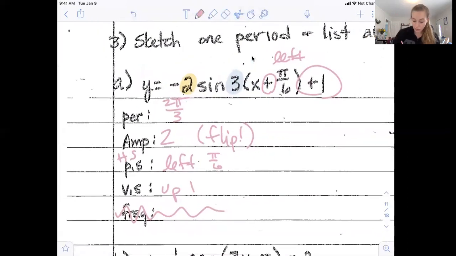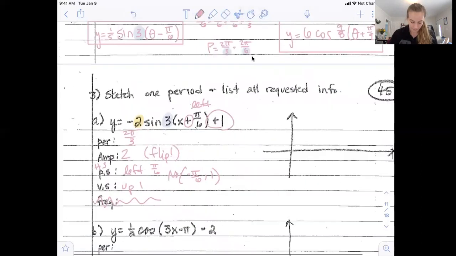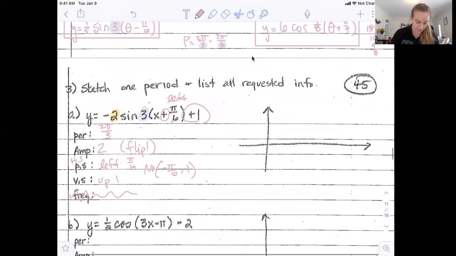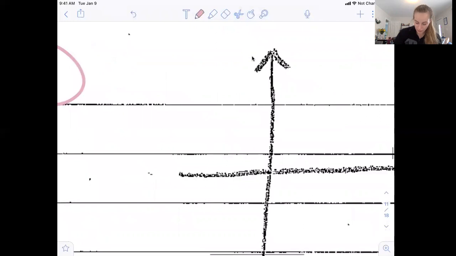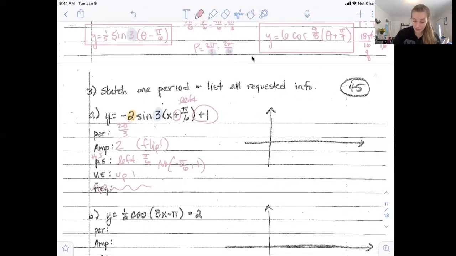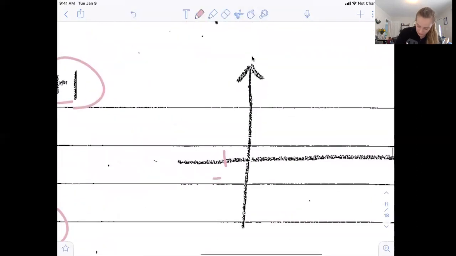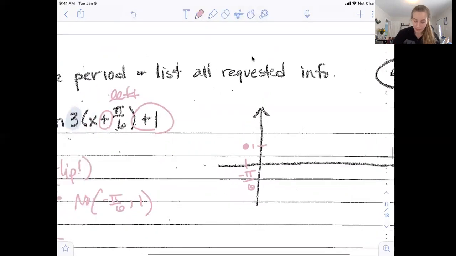These are all the things I would list normally. The only thing I would add is my new origin, which is going to be negative pi over 6 comma 1. So that's my new center of the graph. Okay, let's set ourselves up by doing amplitude and period and my new shifts. So my new origin, let's do that first and then we'll base everything else around it. So negative pi over 6 comma 1. So we'll say this is negative pi over 6 and that's 1. So this is my new origin. It might be a point, it's not necessarily a point, but that's my new focus of the graph.